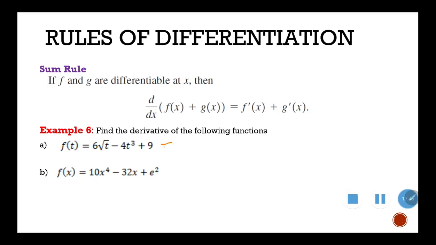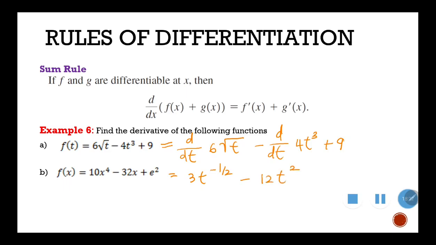Okay, 6a can also be rewritten like this, d/dt 6t to the power of half minus d/dt 4t to the power of 3 plus 9. Then we differentiate it one by one. So 6t to the power of half, you will get 3t to the power of minus half, and d/dt 4t cube, you will get 12t square. 9? No, because there is no t constant here. Okay, so this is the final answer.